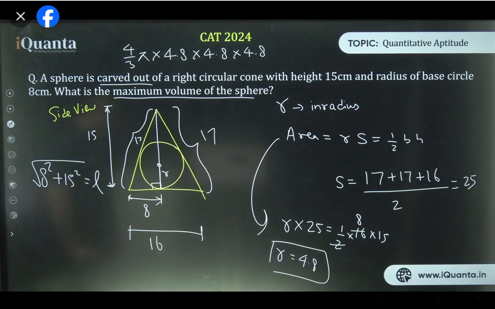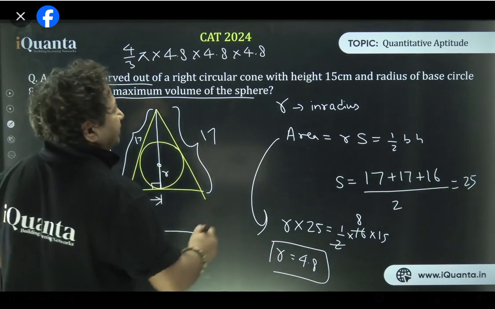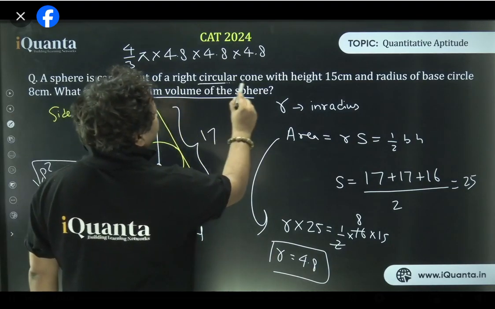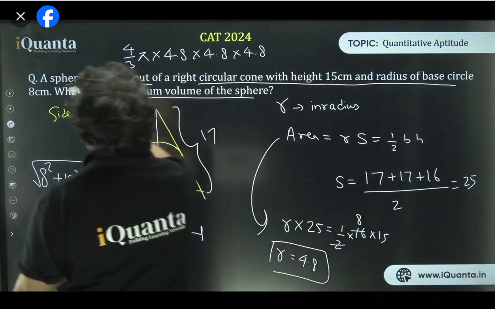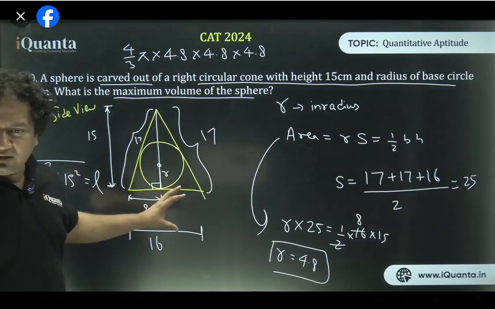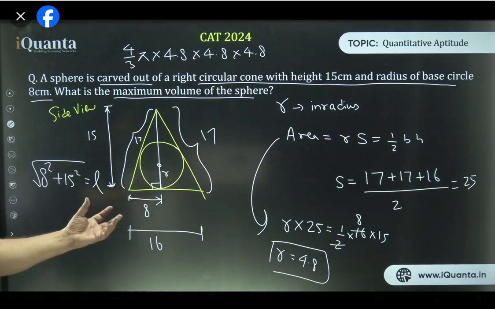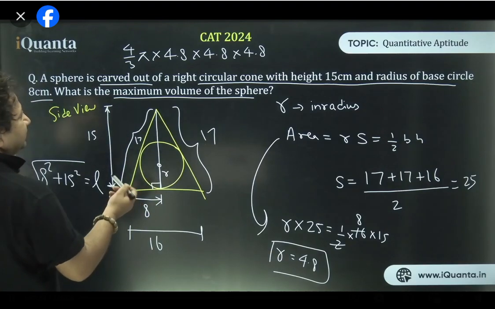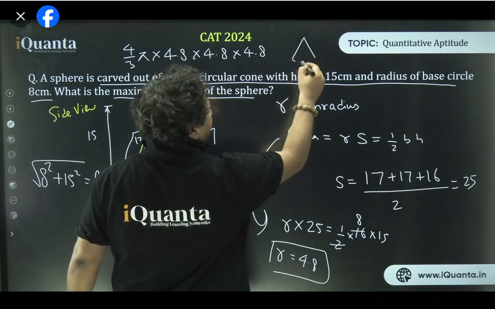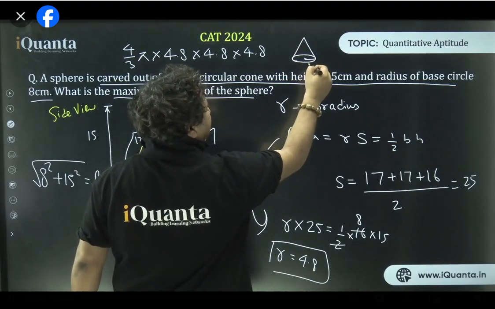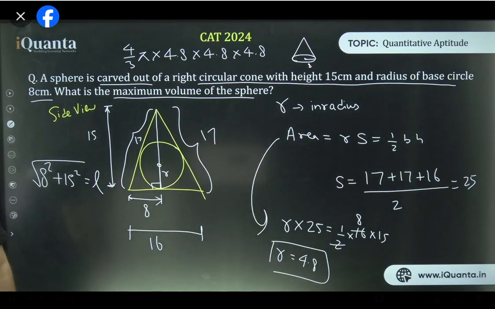कार्तिक, 8 क्लियर नहीं हुआ, कौन सा वाला? Which part? This 8. Right circular cone with height 15 and radius of base circle 8. ये radius किसका है? कोन का है ना? कोन के बेस पे सर्कल होता है. Karthik, isn't it? So how does a cone look like? This is how a cone looks. तो ये वाला सर्कल है, इसका रेडियस 8 दिया हुआ है. I hope you get it. Clear now? हाँ अंकिता, बिल्कुल सही.